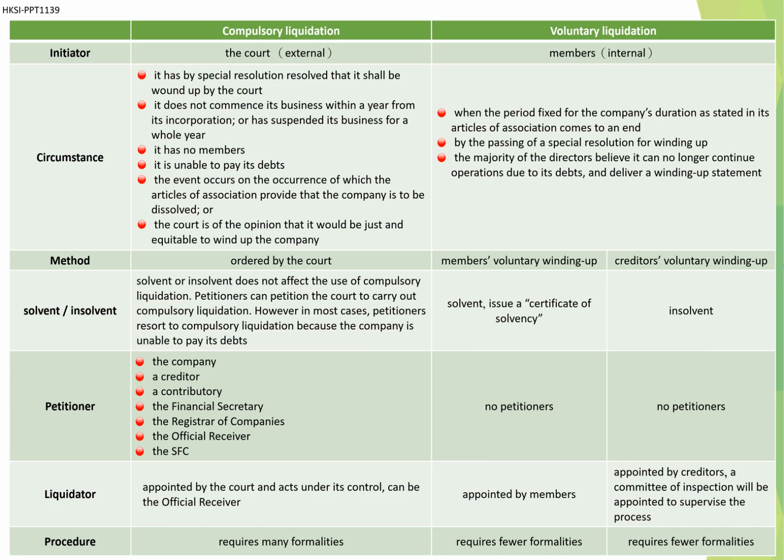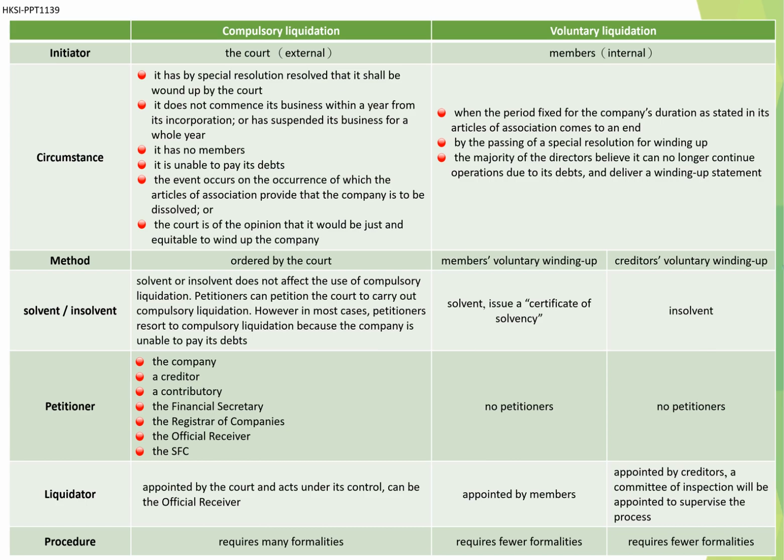There are two types of voluntary liquidation: members' voluntary winding up and creditors' voluntary winding up. Which method is used depends on the company's ability to repay debts. A company with the ability to repay debts can undergo members' voluntary liquidation. As evidence of the company's debt repayment ability, directors must issue a certificate of solvency indicating that they have conducted a comprehensive investigation of company affairs and formed the opinion that the company will be able to fully repay its debts within a period not exceeding 12 months from the commencement of voluntary liquidation.